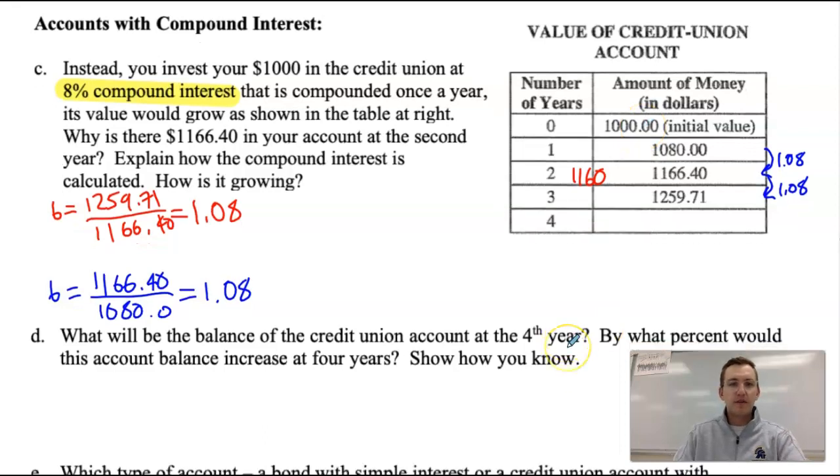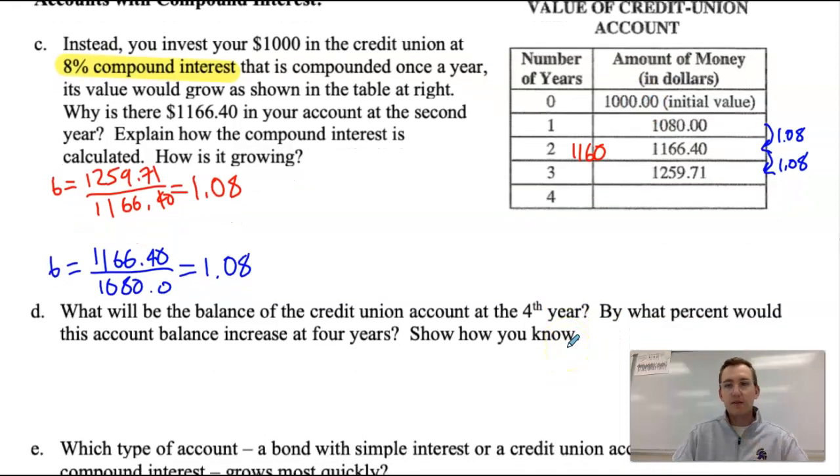So what will the value be in our credit union account by the end of year 4? Again, all we're going to do is take our value for year 3 and multiply it by 1.08. And when we do that, we will get 1,360.49. Perfect.